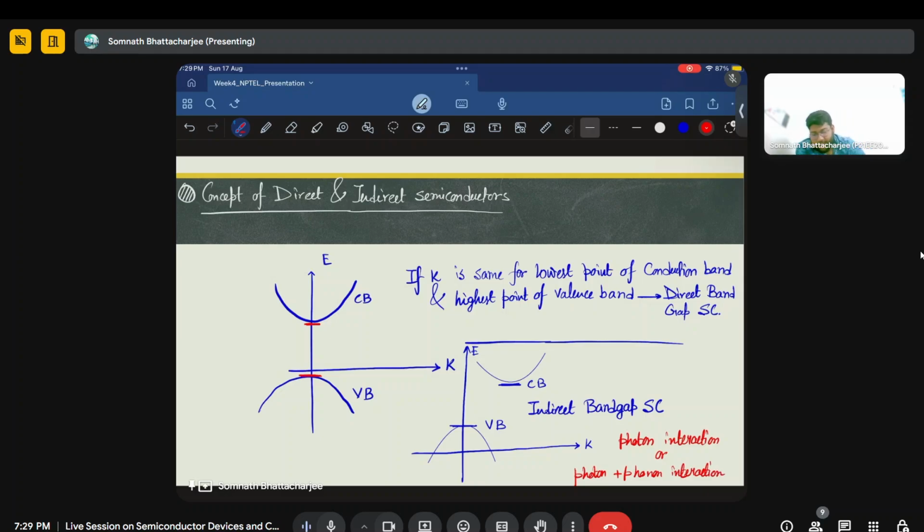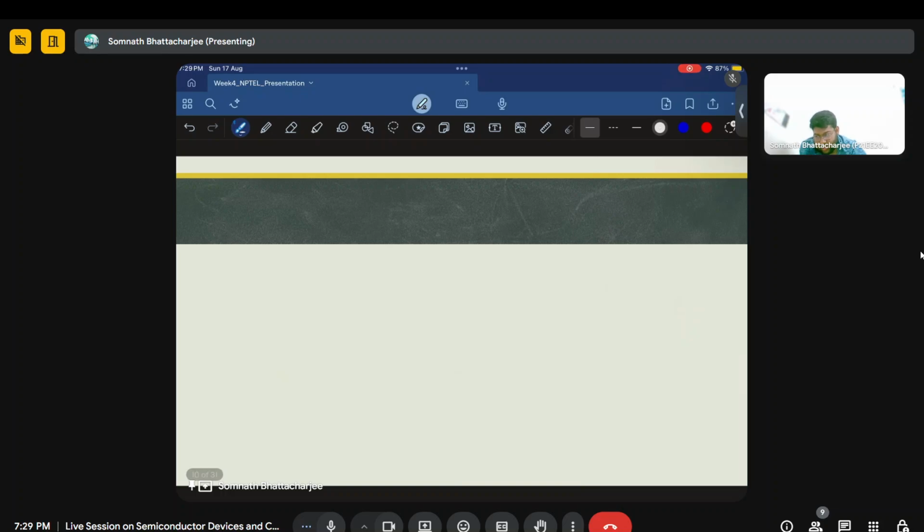The next topic we have learned this week was, I'm not going into depth of this because it was derived very clearly in the course. So the next topic was capture cross section, and after that we have learned about the quasi Fermi level. This is a very important phenomenon. So we'll go into a bit of detail on these.